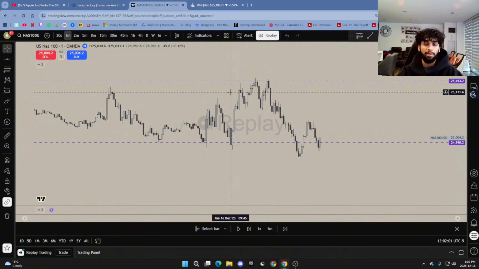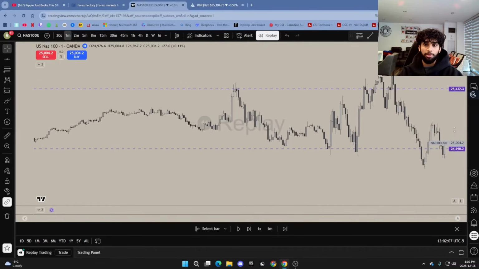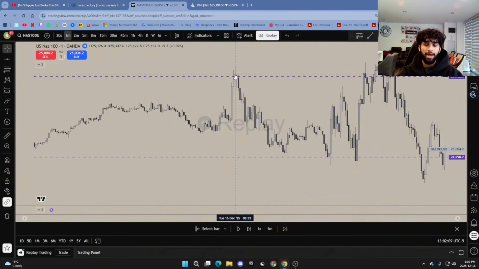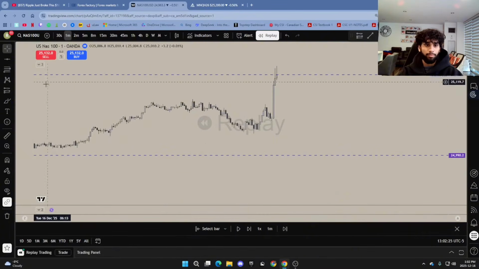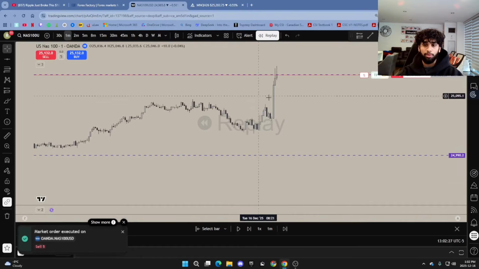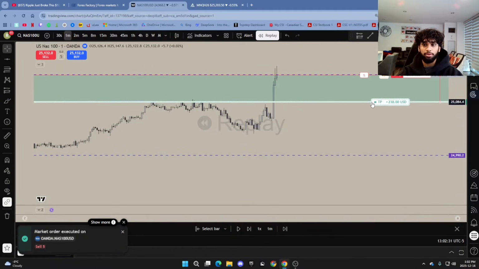So if we get a pin bar, for example, right here, at a high and we can't break and close past it, that means we are going to reverse trends and go bearish. So for example, if I were to select my bar and I sold at this point right now, and I'll set my TP about right here.